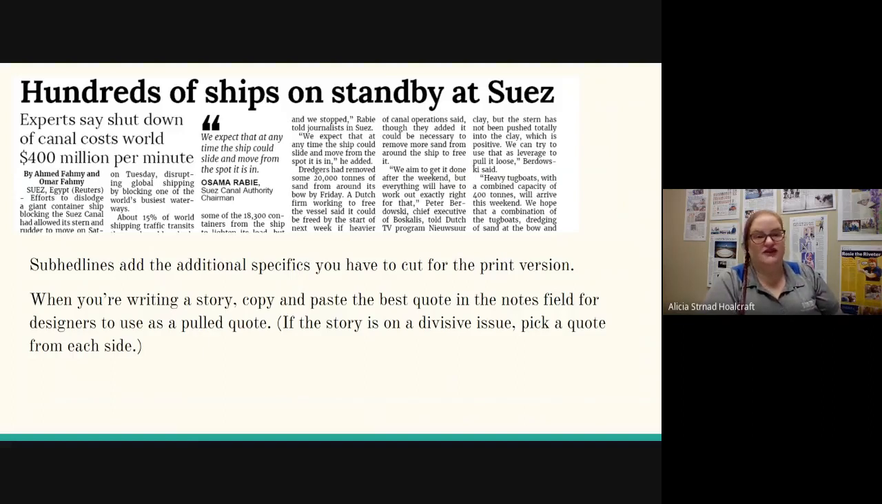Pulled quote is another thing that's really helpful. All these eye tracking studies show us that people really connect with pulled quotes because it's something another human being is saying. And that really is a very, very useful tool. And again, this is something that you all can add very easily by just copying and pasting into the notes field the quote, who said it, and what their title is.